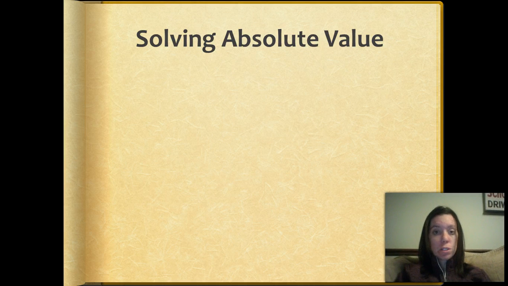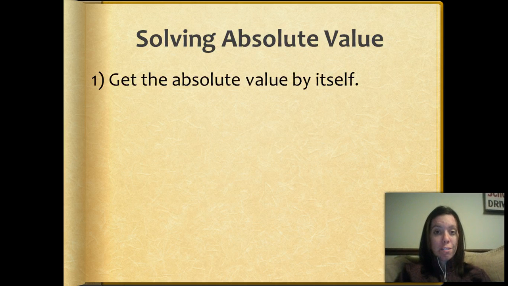The first step is to get the absolute value by itself. If you remember when we did absolute value equations, we talked about the absolute value being like the jail bars, and then anything outside the absolute value was the prison guard. And we said you have to get rid of the prison guard before you can break out of the jail cell. And so that's what I'm talking about here, is getting rid of that prison guard, taking away anything outside of the absolute value.